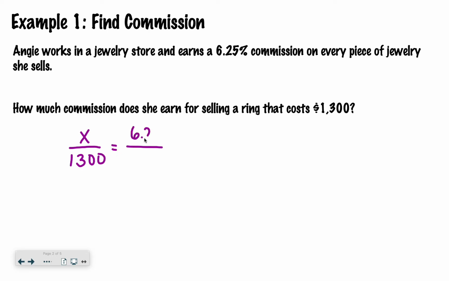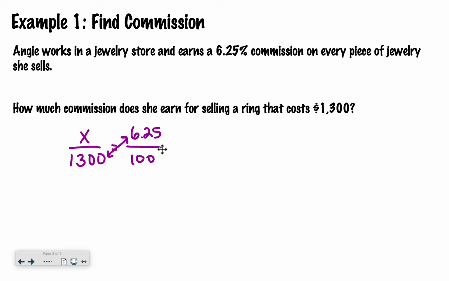And then 6.25 over 100. I'm going all the way back to, I believe, lesson 2. That was the percent proportion, and I'm going to use that in order to solve how much commission Angie makes. So the way I do that, remember, is I'm going to cross multiply. So I'm going to say $1,300 times 6.25 divided by 100.